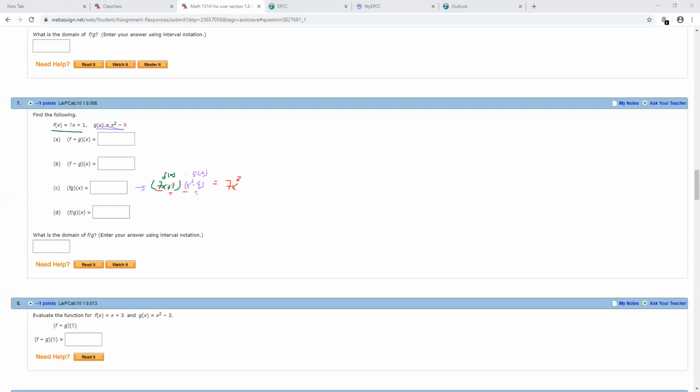And then we got to multiply 7x times what else? Negative 9. And what would that be? Negative 63x. Very good. And then, Griselda, are we done?